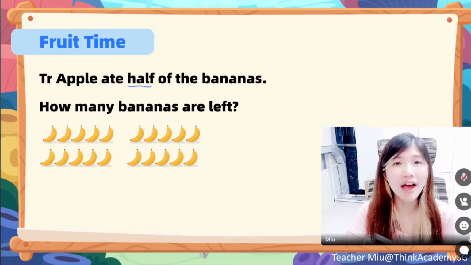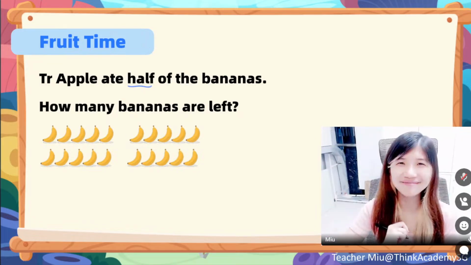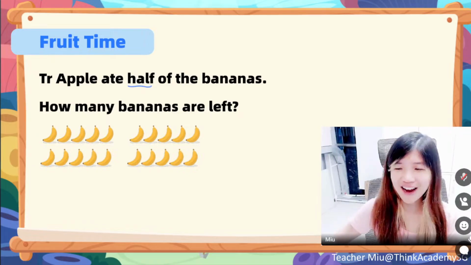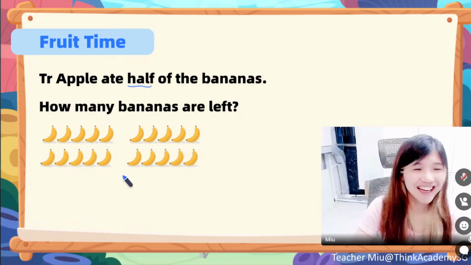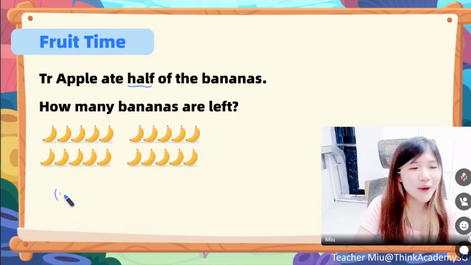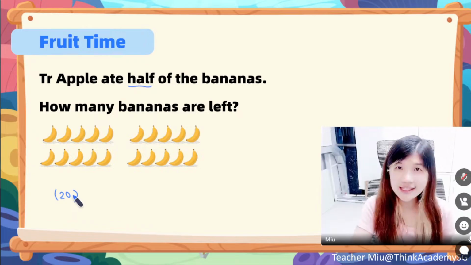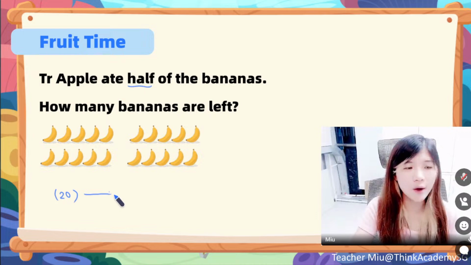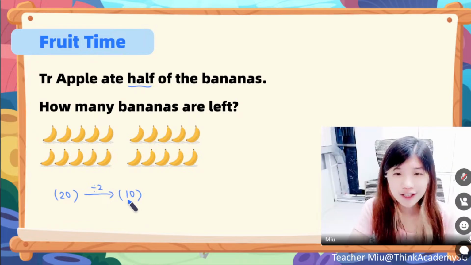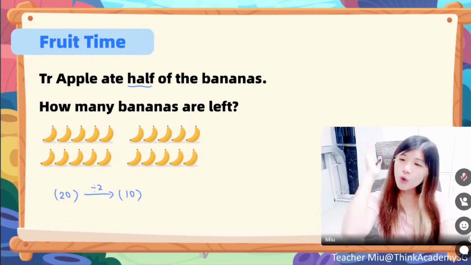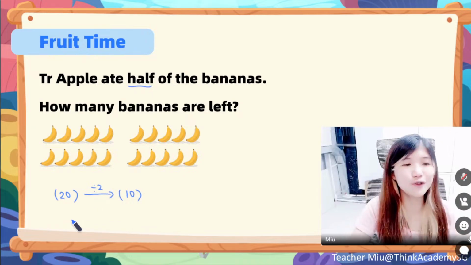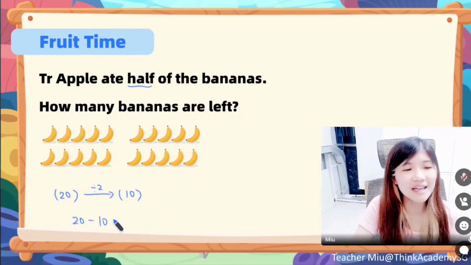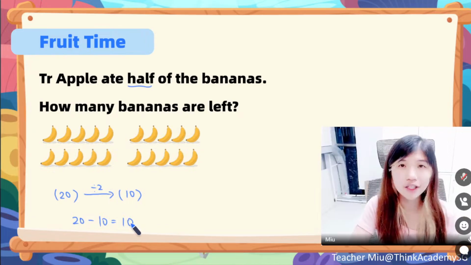Altogether, we have 20 bananas and teacher Apple ate half of those. Actually, it should be very easy, all right? Altogether, we have 20 bananas, and half means divided by 2. When we divide it by 2, you will find we still have 10 left. This is something you need to notice. I have a question. Do we need to use 20 minus 10 here to see that we still have 10 left? Do we need that?